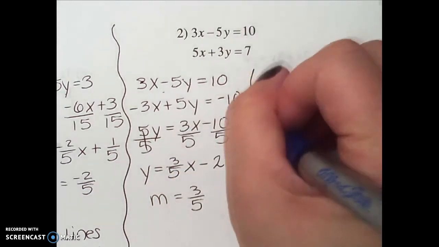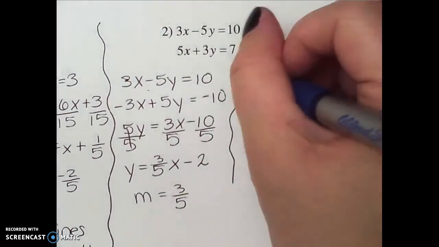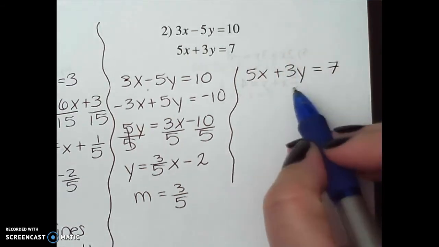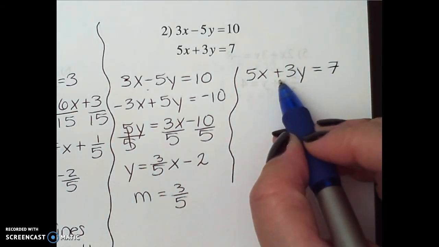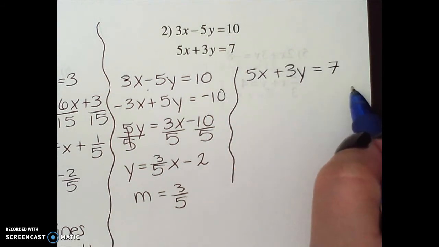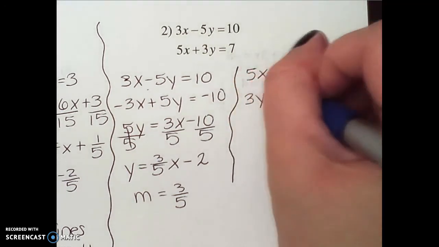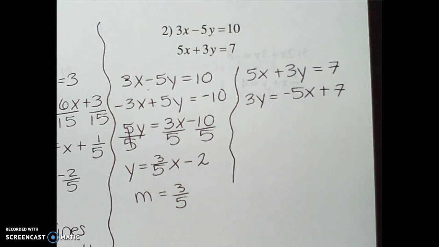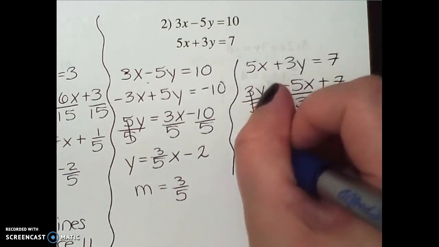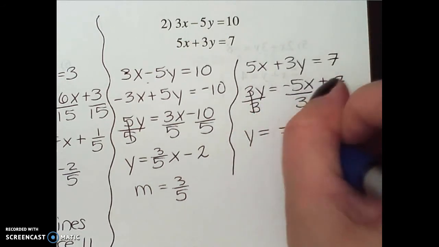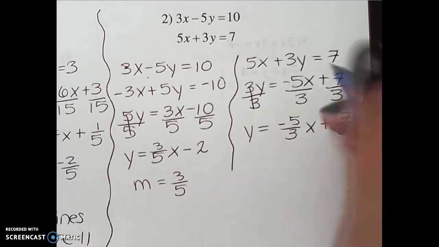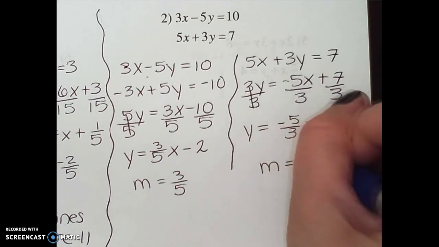All right. Final equation, I'm going to start by rewriting it. 5x plus 3y equals 7. In this case, my y term is already positive, so I'm good to go. I'm going to bring my positive 5x to the other side of the equation by making it negative. 3y equals negative 5x plus 7. I'm going to go ahead and divide through all of my terms by 3 and reduce. I'll have y equals negative 5/3 x plus 7/3. Here my slope is negative 5/3.